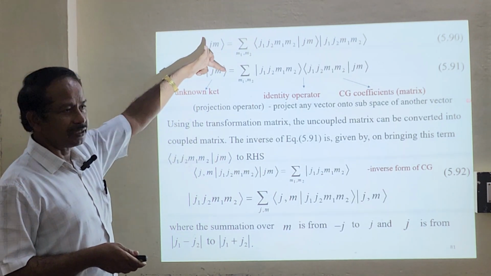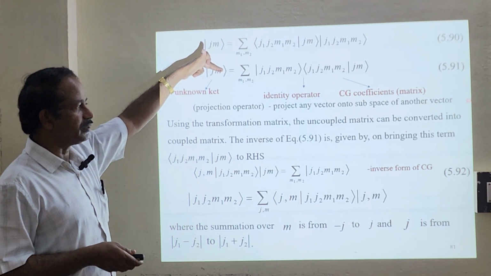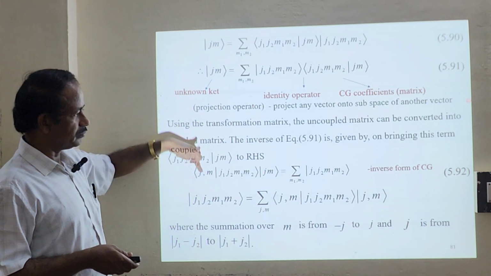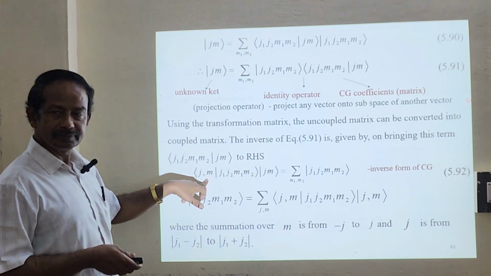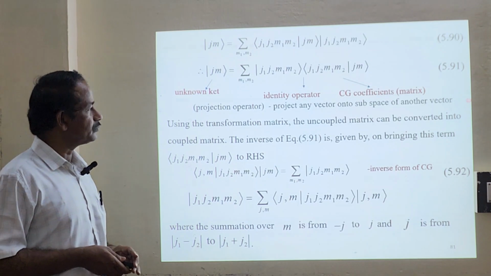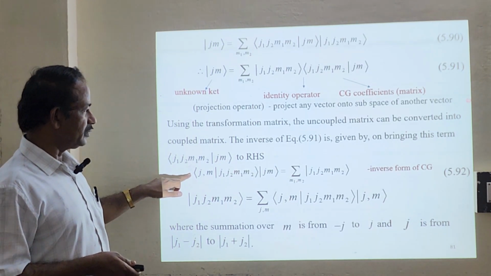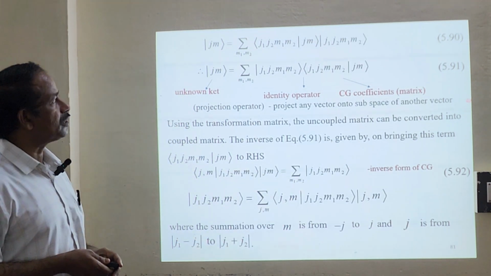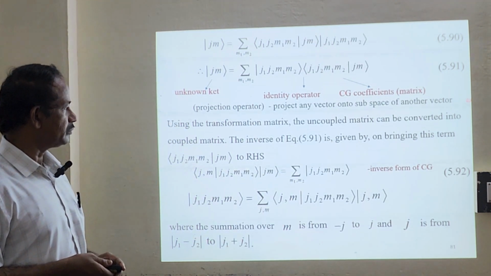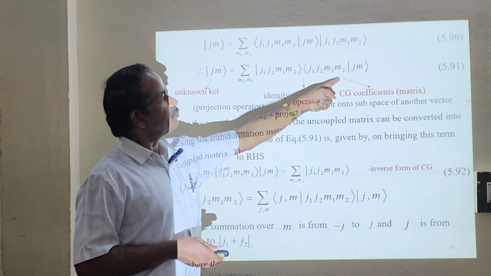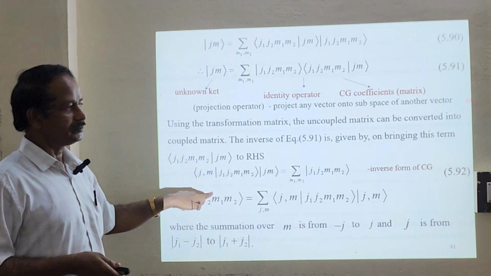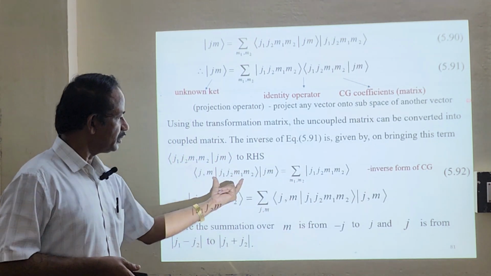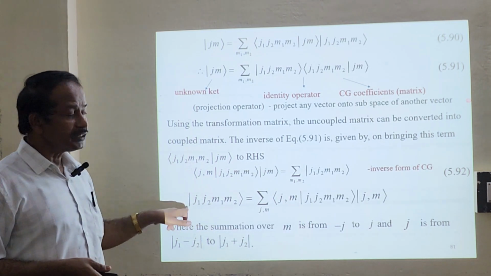The inverse of this one, 5.91, is given by this expression, inverse of this. So you can have some inversion, correct? This will be your inversion, and that is given by this expression. What we call this is the inverse form of Clebsch Gordan coefficients. Just to bring this term here, you will get the inverse of this. So your J1, J2, M1, M2 is given by this total expression. So this is the inverse Clebsch Gordan coefficient.